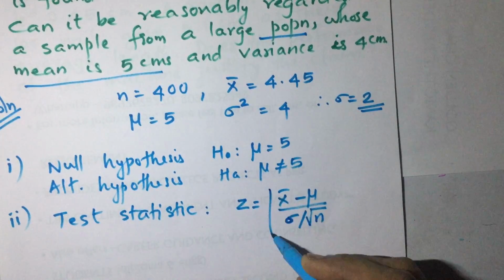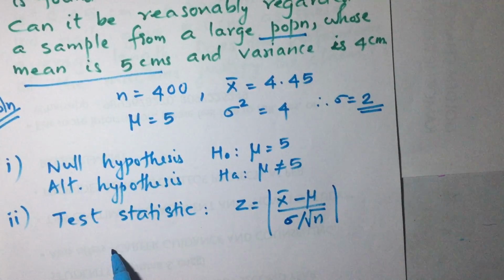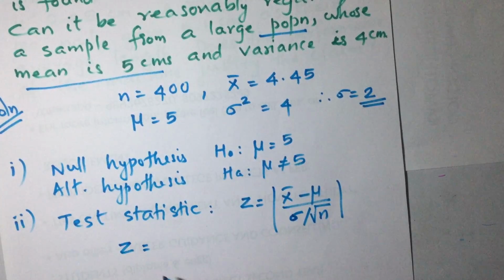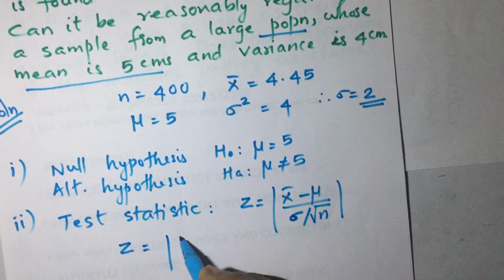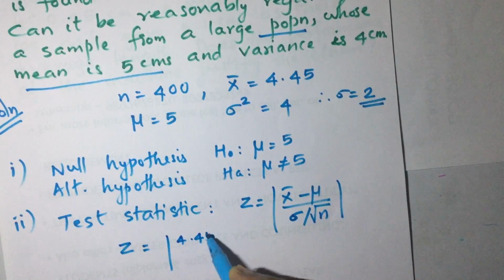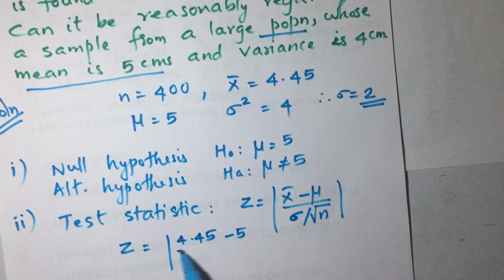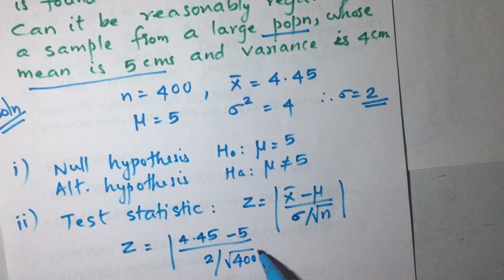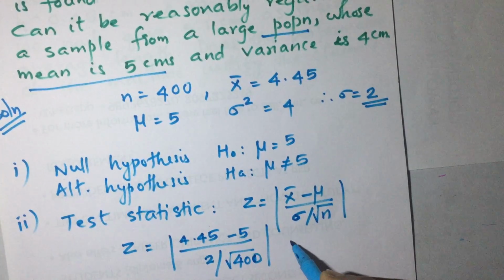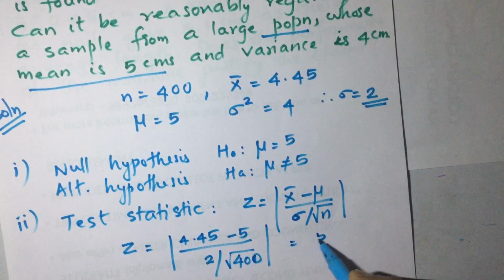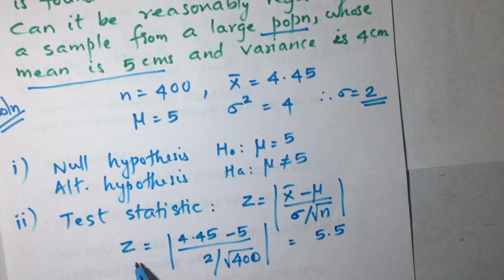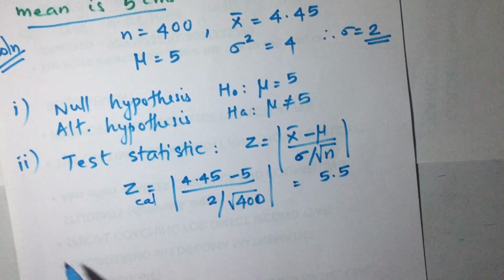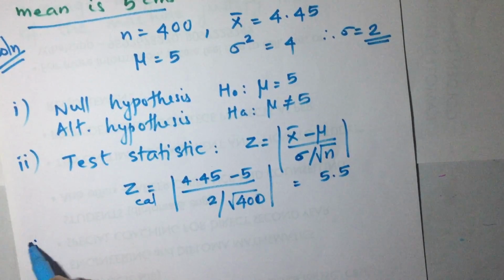So here z is x bar minus mu upon sigma by root of n, that is 4.45 minus 5 divided by 2 divided by root of 400. On calculation you will get this as 5.5. So this is the z calculated value. Better to write this because later you will not be confused.